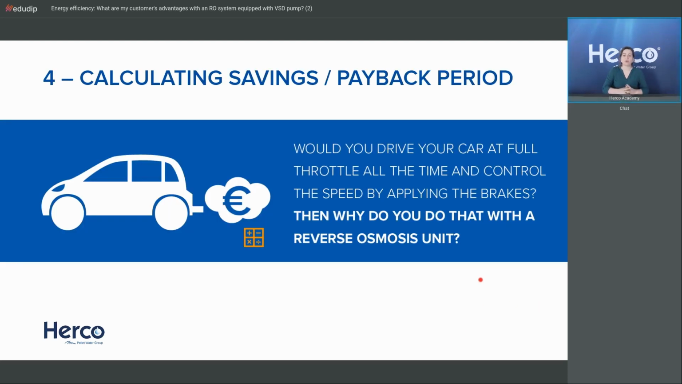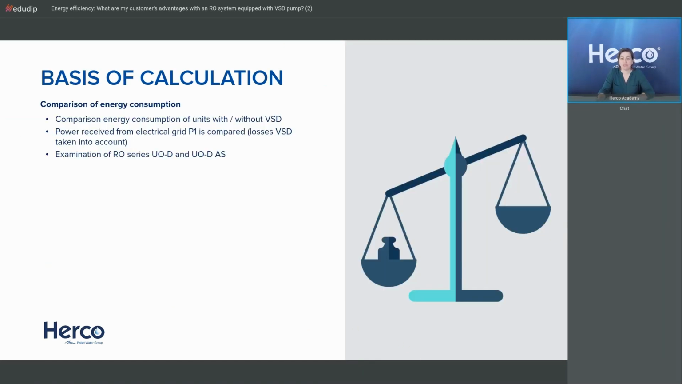Okay, now let's go to calculating the savings, the important part. First of all, we need to have a look at our basis of calculation. We want to compare the energy consumption of units with variable speed drive and without, okay? We always compare the power that we take from the electrical grid, P1, so we consider the losses of the variable speed drive already. Then we'll have data in the tool for the series UOD and UODAS. If you need data or a calculation for other series, drop us a line or contact us and we'll have a look.